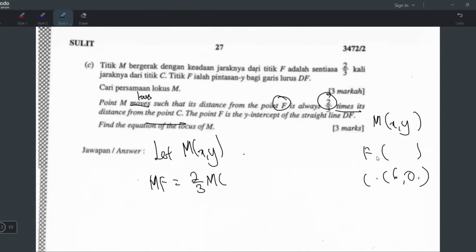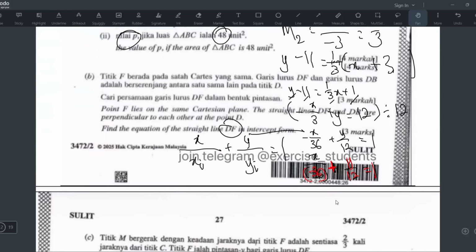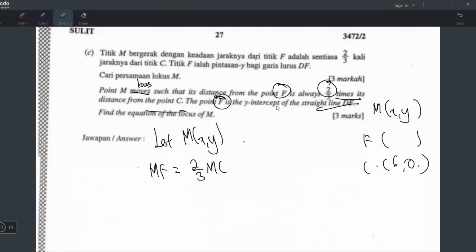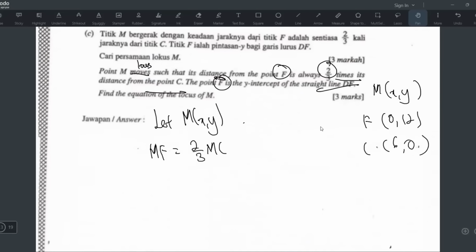Point F, how? They mentioned here that F is the y-intercept of DF. You already got the equation of DF just now. This one, right? And if you want to read the y-intercept, you just look here, 12. So it's very obvious that point F is (0, 12), because they say point F is the y-intercept of straight line DF. So definitely point F would be (0, 12). The x is 0, and the y-intercept is 12.